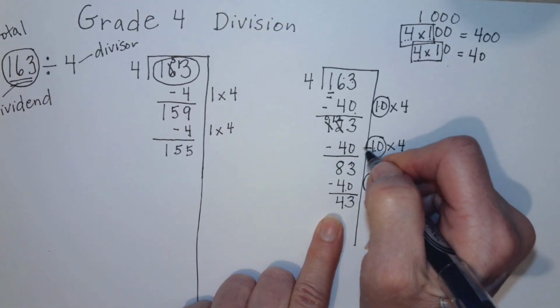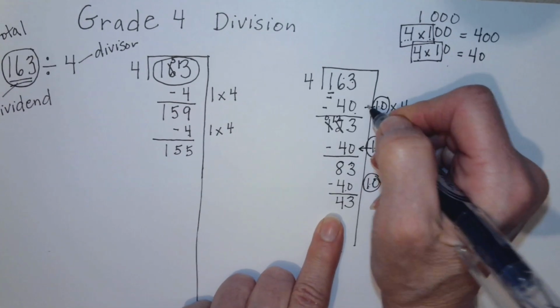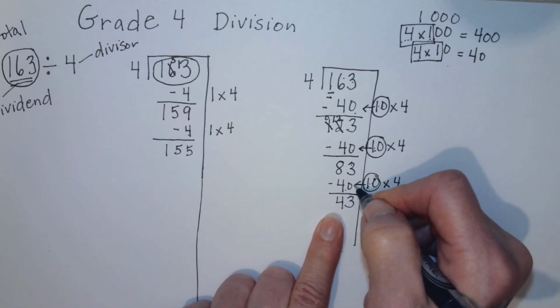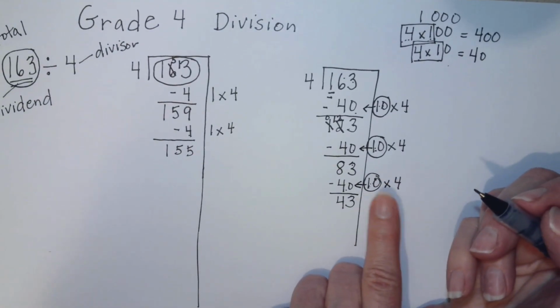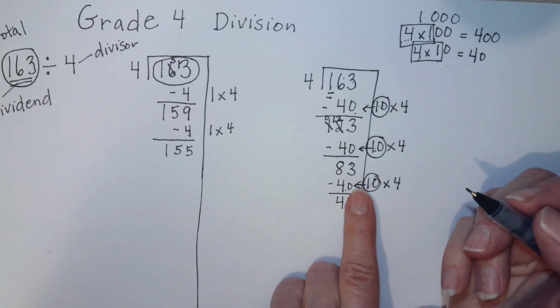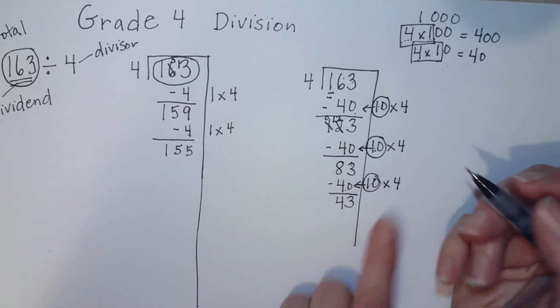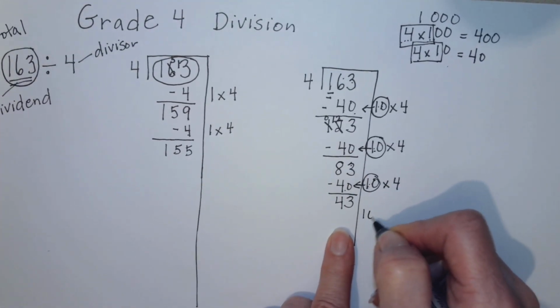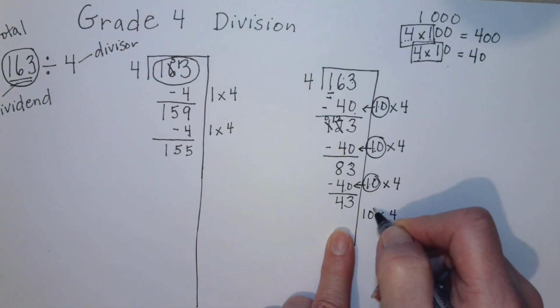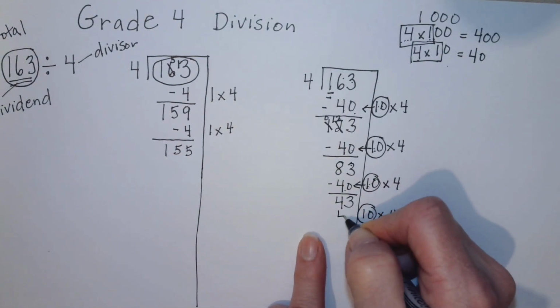And notice too that I'm putting my partial quotients right next to, so I can see that that 10 times 4, that 40 stands for 10 groups of 4. 10 groups of 4. I can do another 10 groups of 4 and get 40.